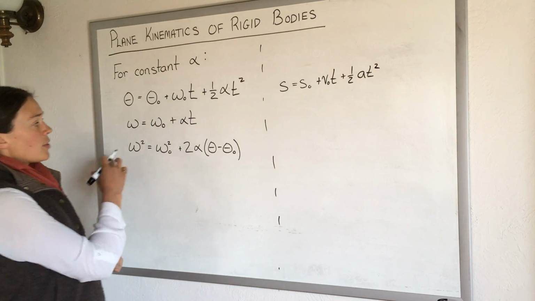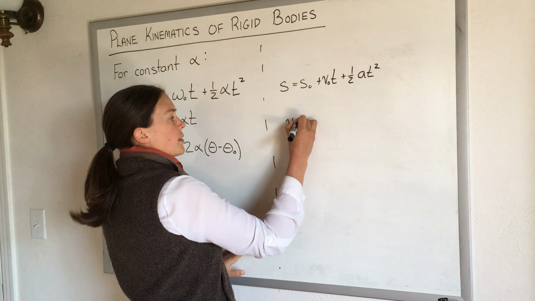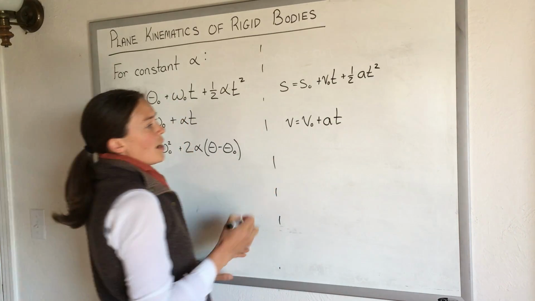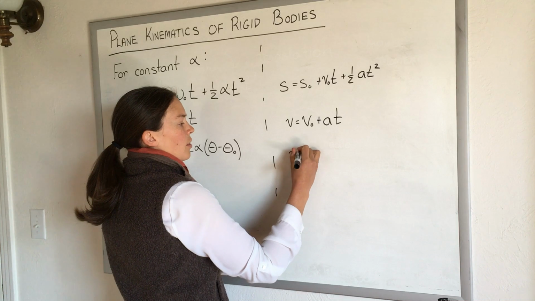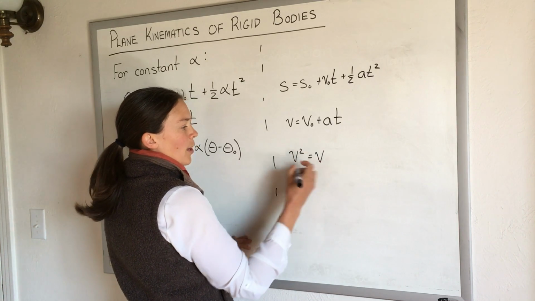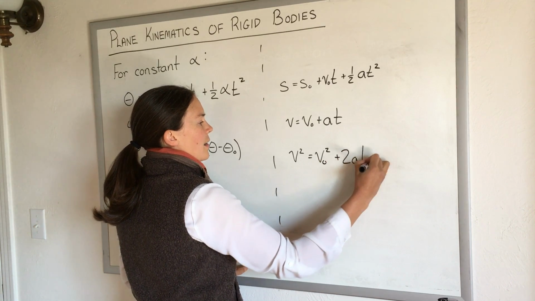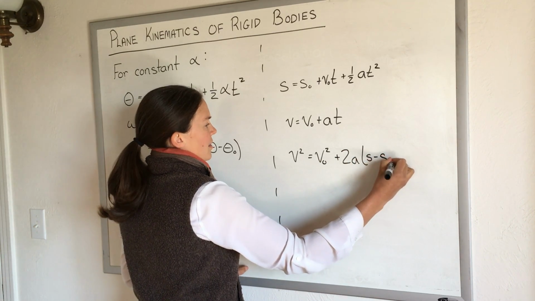Almost identical. The second one, this looks just like velocity is initial velocity plus acceleration times time. And this third one, the sad, lonely, forgotten equation: velocity squared equals velocity naught squared plus 2a times s minus s naught.